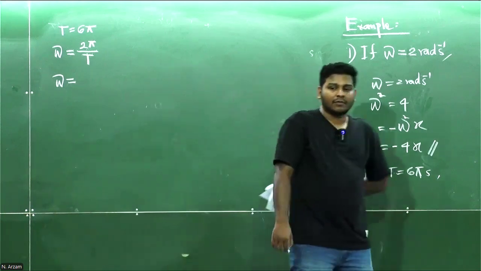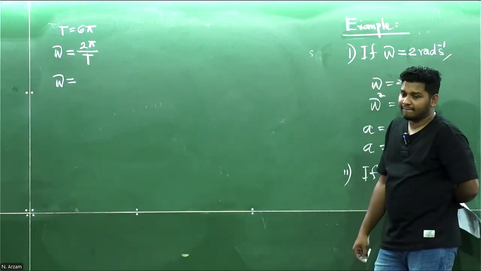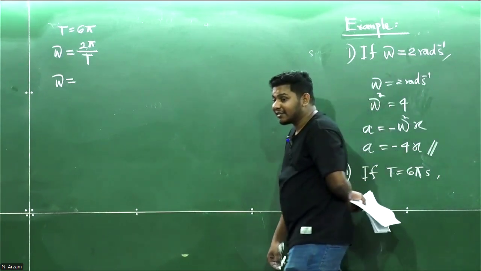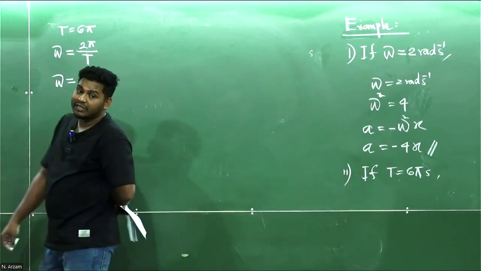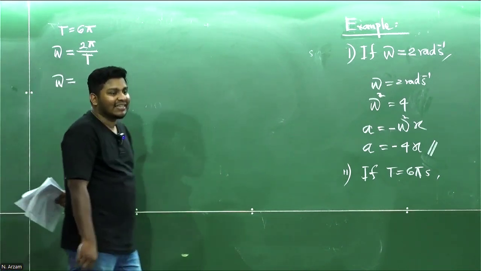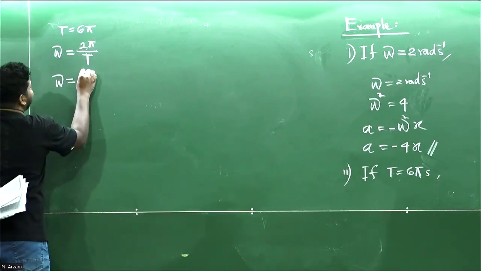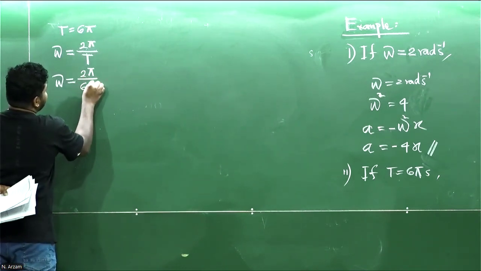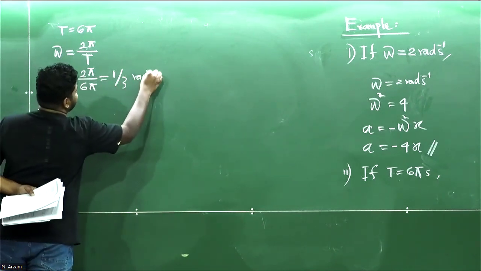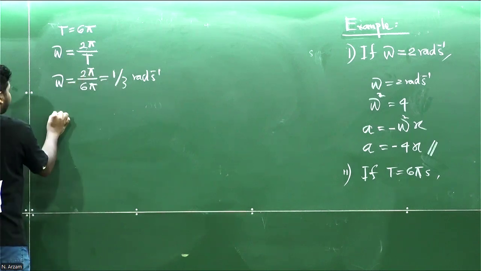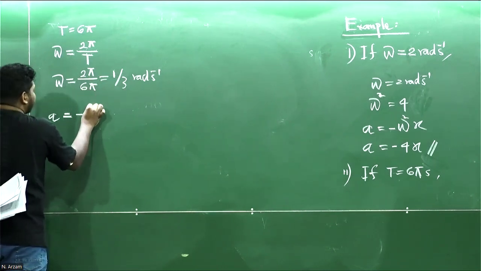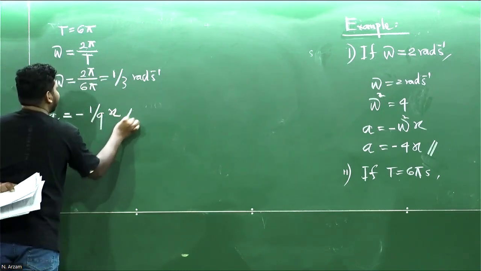Got the answer? What is omega? 1 over 3 radian second minus 1. Very good. What about the equation? A is equal to minus 1 over 9 x. Very good, that's the answer. Here, 2π divided by 6π, we can cancel, giving 1 by 3 radian per second. Using this, you can directly write the equation minus omega square x, so 1 by 9 x. So this is the answer.